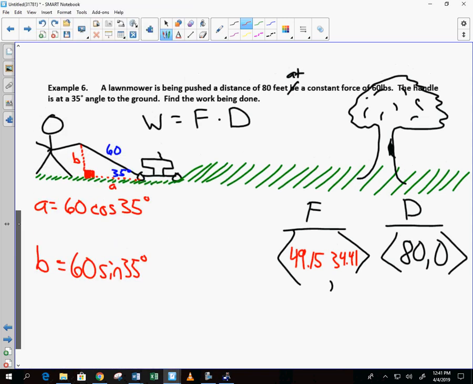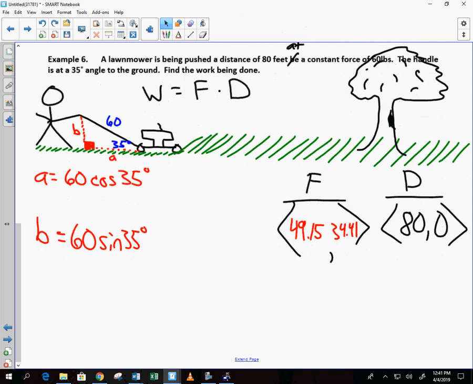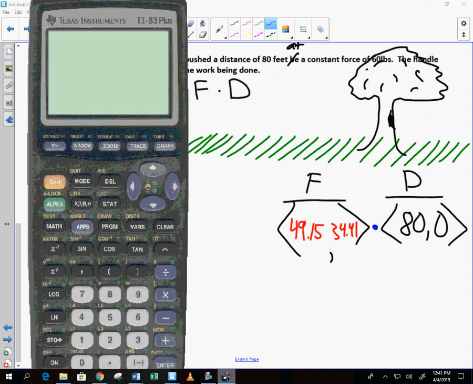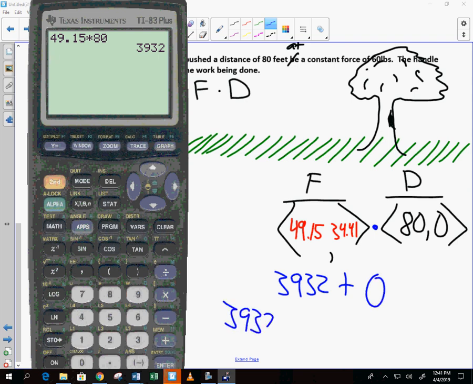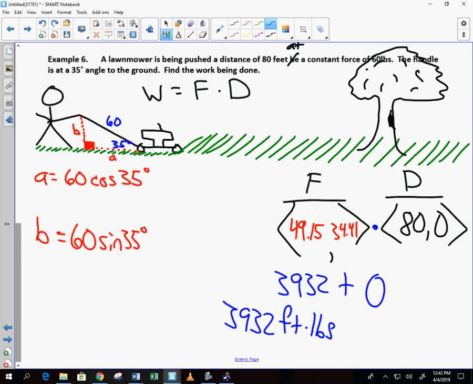Can you multiply two vectors together? Do you remember how to do that? How? Yep, multiply the x values, multiply the y values. So 49.15 multiplied by 80, and I get 3,932. Plus what? 0. So 3,932. And our label is, the force is in pounds, the distance is in feet. So we call it foot-pounds. Not feet per pound, but foot-pounds, because you're multiplying the two together.